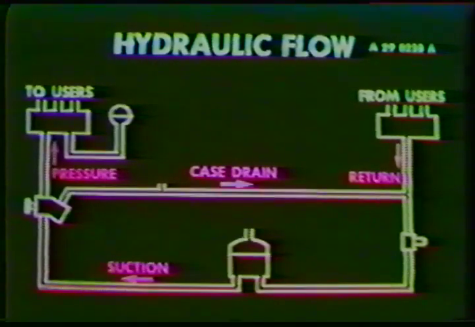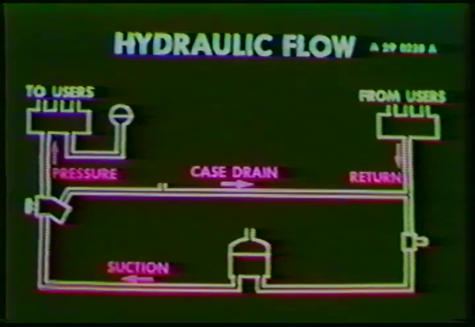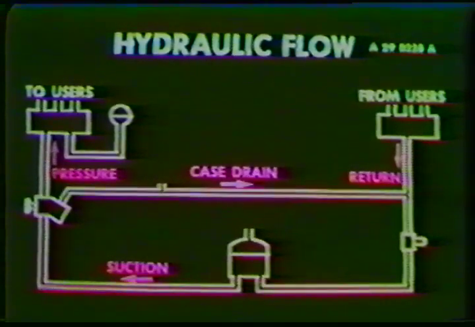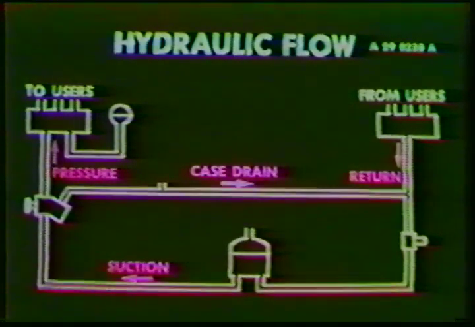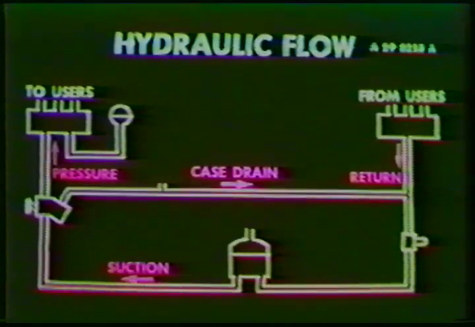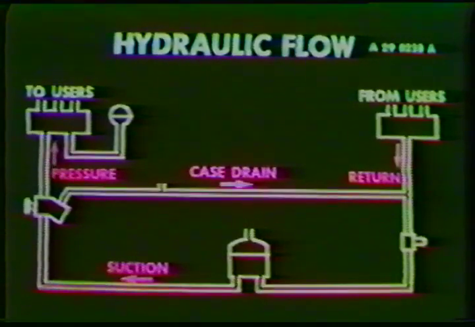Each of the 3 power generation systems is of conventional design. This drawing is typical. It shows a reservoir or tank from which a pump draws fluid by suction. The pump delivers high pressure through manifolds to the users, that is, the components to be powered. An accumulator is shown connected to the high pressure manifold. The lubricating fluid from the pump returns to the reservoir through a case drain line.